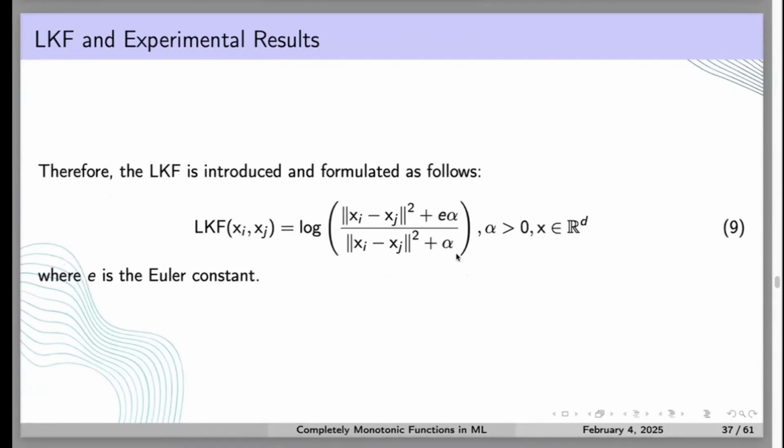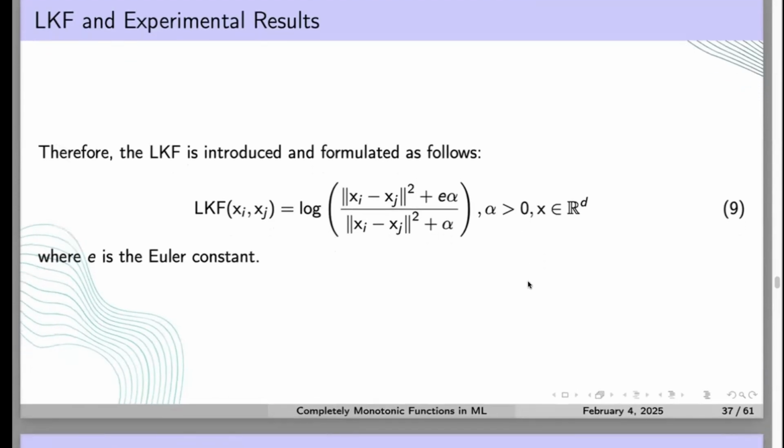This is the logarithmic kernel function. Here E is the Euler constant. We have only one positive parameter alpha, and this is the natural logarithmic function. This is easy to implement in Python or also MATLAB, since it doesn't have any special function in its definition or anything else. It was easy to implement. This is another advantage.